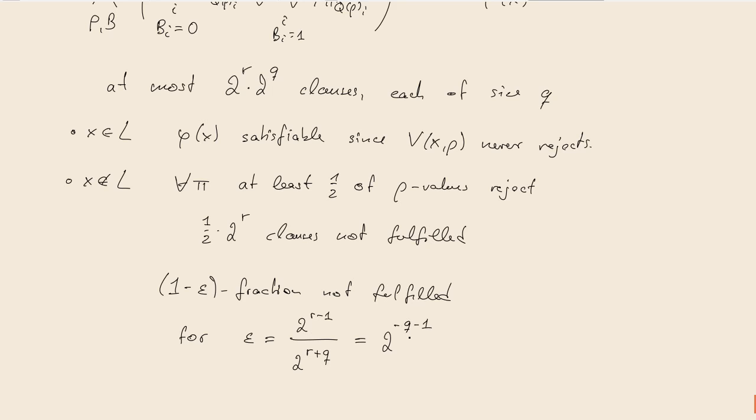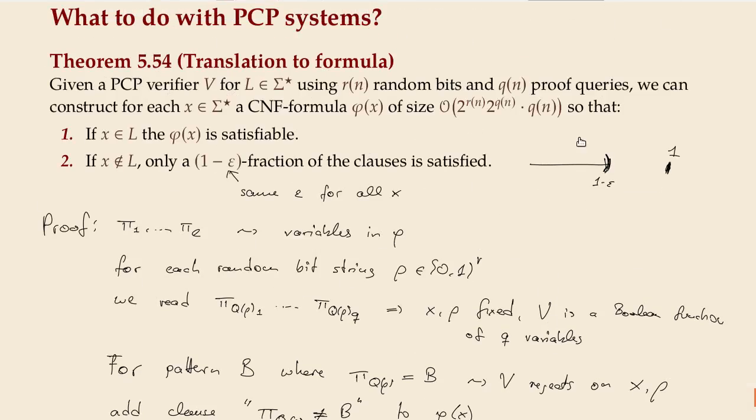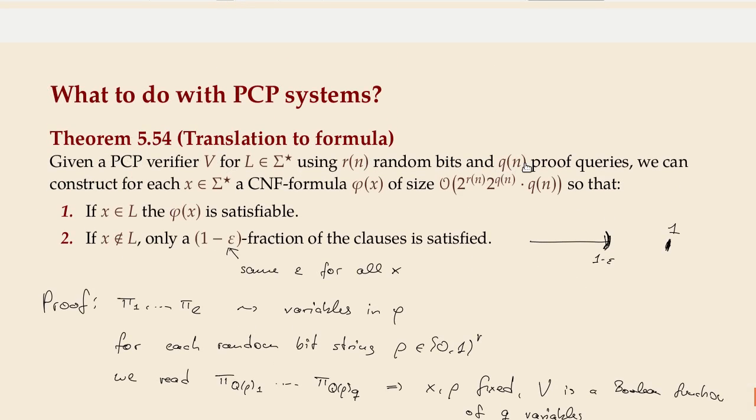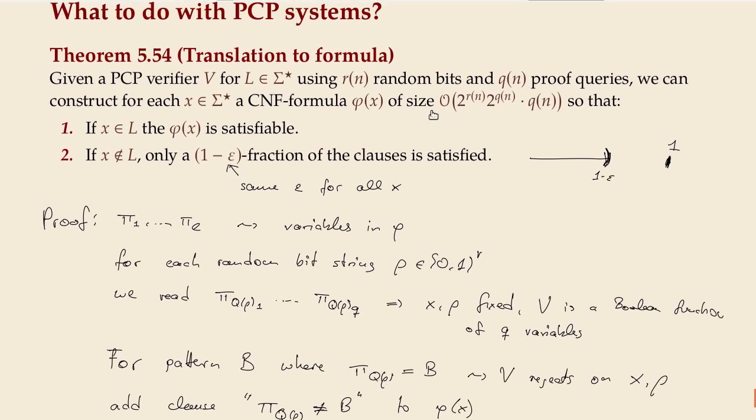Which, if q in the general case grows with n, means the gap is shrinking. So for this really to be helpful, we should actually have a small q, a constant q. And to have a formula that's of usable size, r should actually be logarithmic, or at least O of log. Then we would have a polynomial size formula.